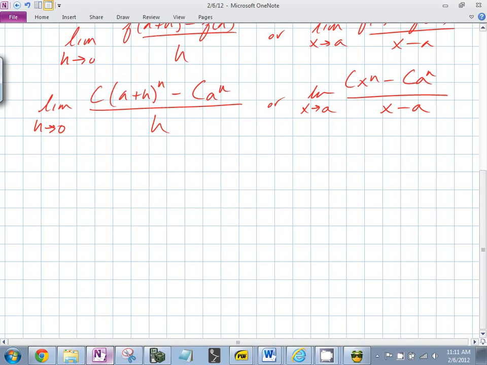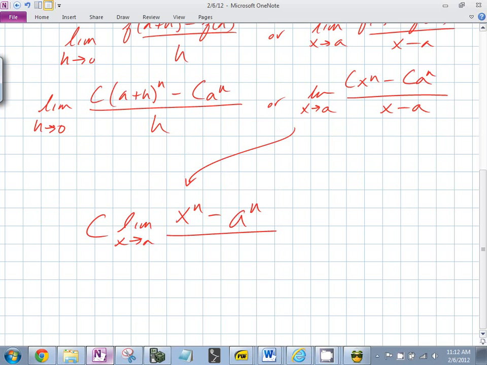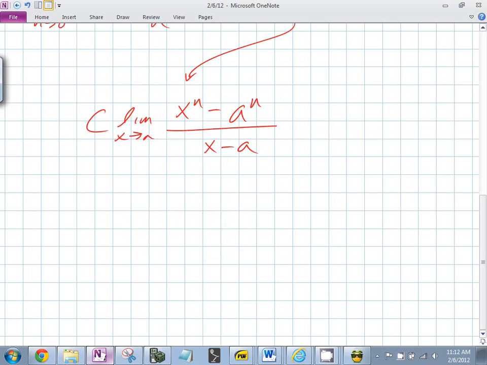If we keep going with this, what could we factor out of the top? The c. You can factor it out of the whole thing. It's going to be c times the limit as x goes to a of x to the n minus a to the n, all over x minus a. Isn't that like x to the first minus a to the first? Yes, but that's subtraction, not multiplication, correct.